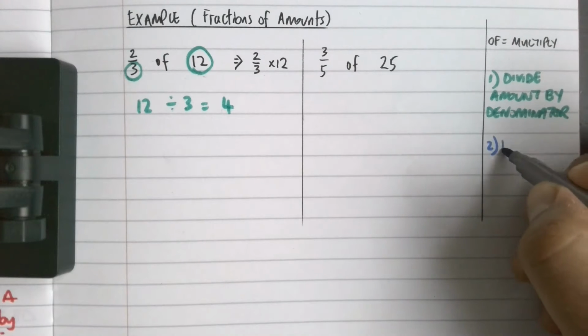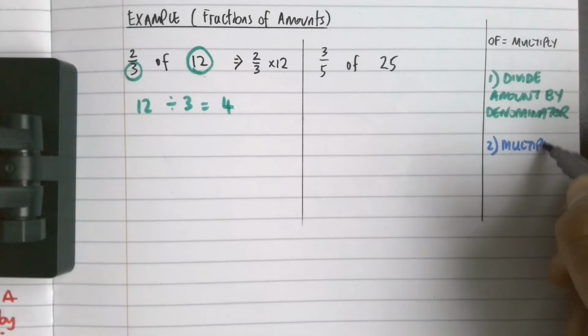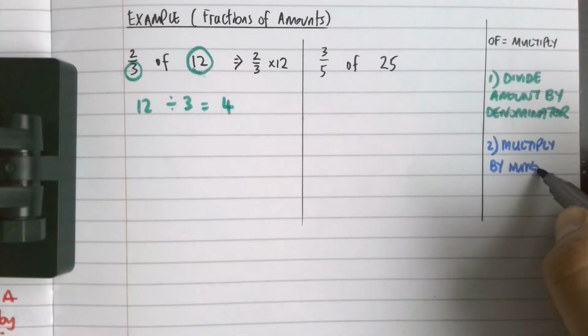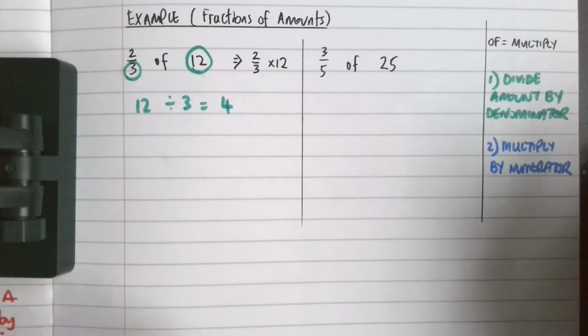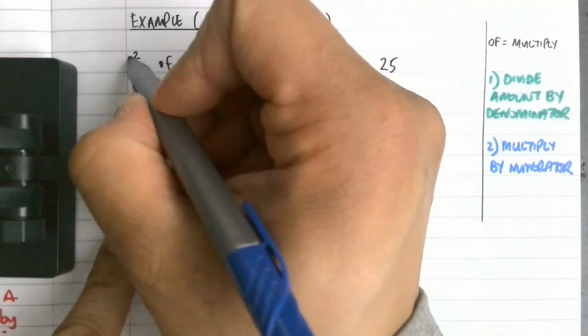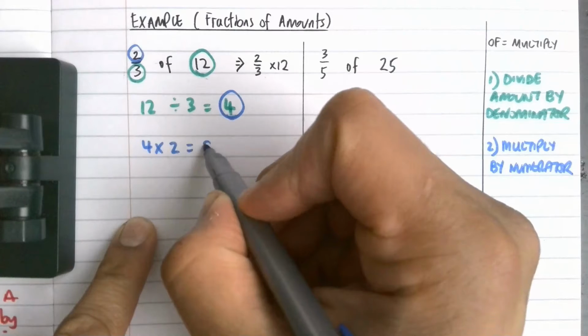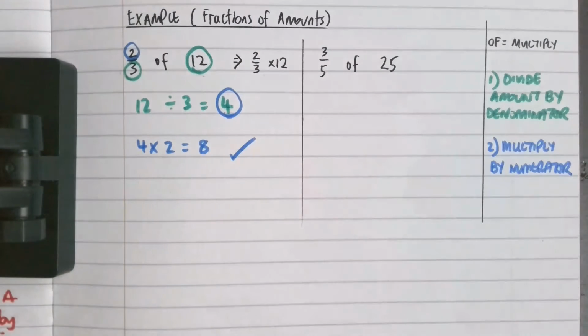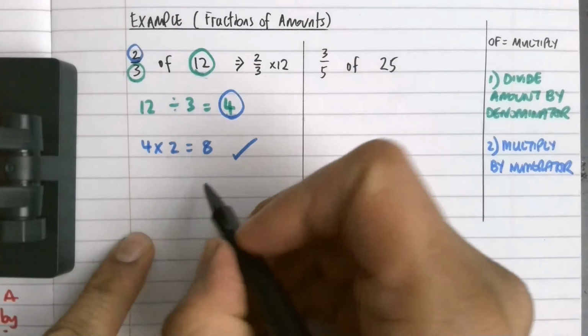The second step is then to multiply the new amount that we have, which is the 4 for the first example, with the numerator. So 4 multiplied by the numerator is 8. So again, we split up 12 into 3 equal parts, and we want 2 of those parts. So 4 plus 4 is 8. 4 times 2 is 8.